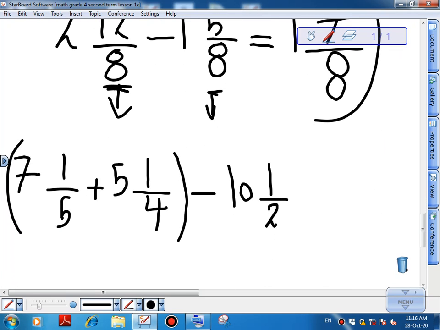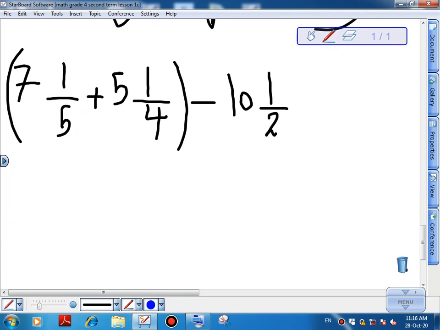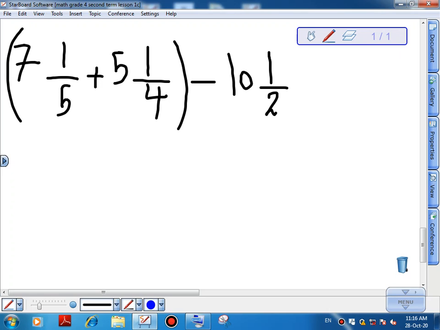We learned a new thing, which is called rename a number. Just rename. 4 may be 3 plus 1. And 1 just becomes 8 over 8, 7 over 7, 6 over 6. It can be written in another form as we need. And the last one: 7 and 1 over 5 plus 5 and 1 over 4, which is a quarter, minus 10 and 1 half. We need to add and subtract 3 fractions.